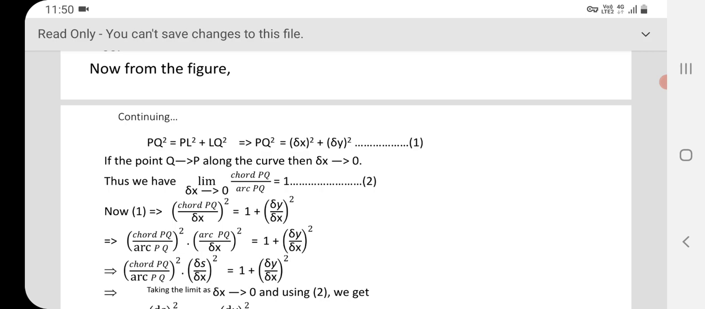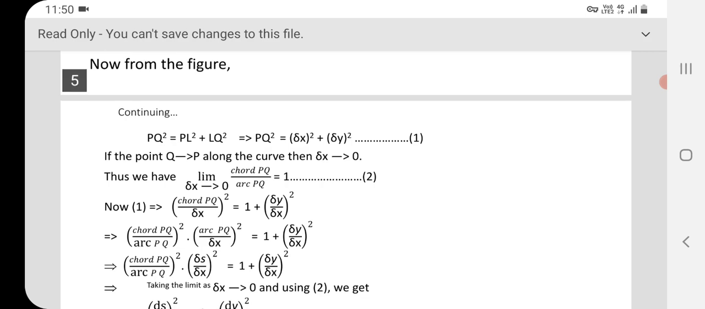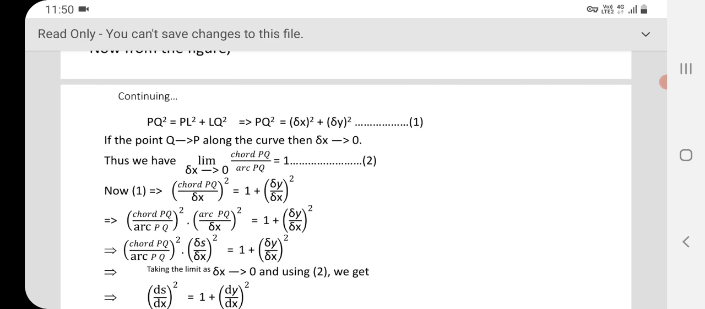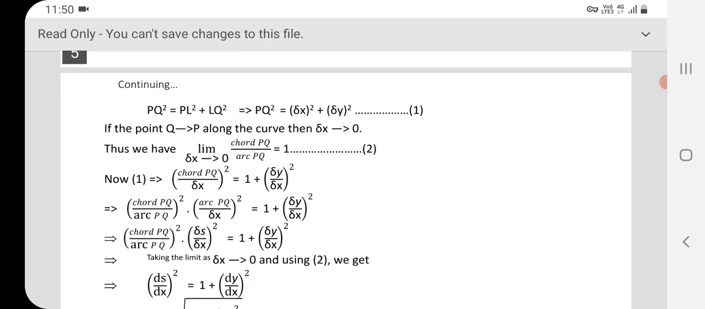Now if the point Q goes to P along the curve, then delta x goes to 0. Thus we have limit delta x goes to 0, chord PQ by arc PQ equals 1. Call it equation 2.